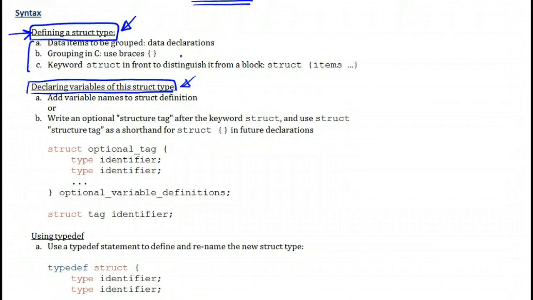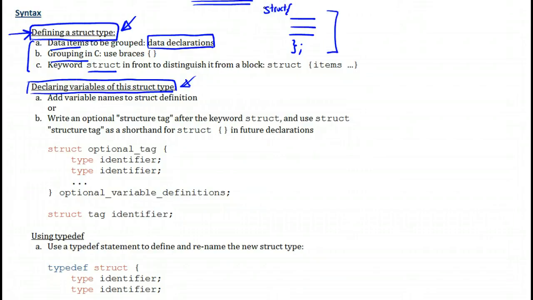First of all, what is a struct? We said it's a collection of variables, so a collection of data items. So first of all, you're going to need a number of data declarations. So 1, 2, 3 data declarations of your choice, the variables that you want to put together. And then in C, the way we usually group things is by using braces. So you're just going to put braces around it. Then what you're going to write is the struct keyword right in front of that grouping of variables. And this essentially will define your struct type.